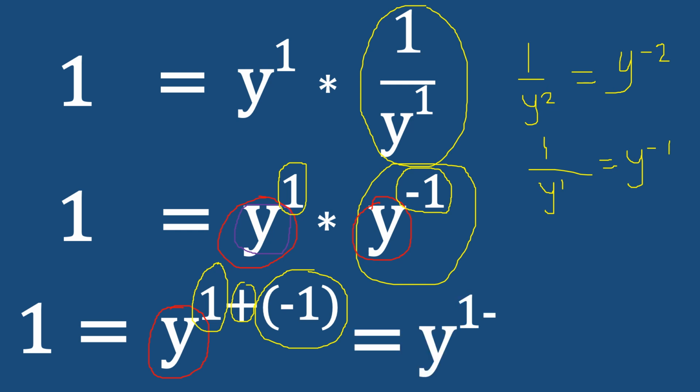And what happens is that we have y raised to the power of 1 minus 1. Because if you come here, plus and then minus, by the time you open the bracket, it becomes a minus, and that's what's responsible for this minus here. So we have 1 minus 1. And therefore we have 1 is equals to y raised to the power of 0.